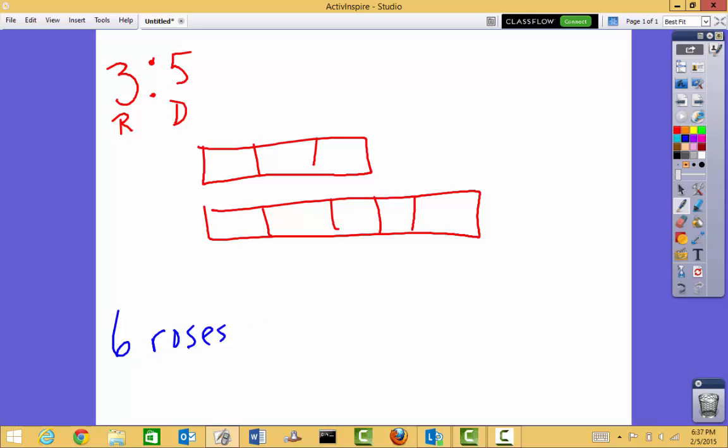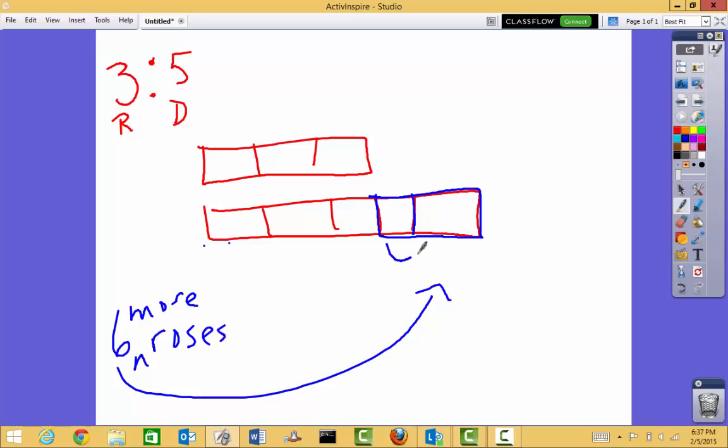Well, it's not 6 total roses, it's 6 more roses. So I need to look for my part that's my more than. Right here, these ones are equal. Something's equal, one's not bigger than the other. So my more than is going to be that extra part. Here I see an extra part right here. It's actually 1 part, 2 parts. This is my 6. This is that more than.